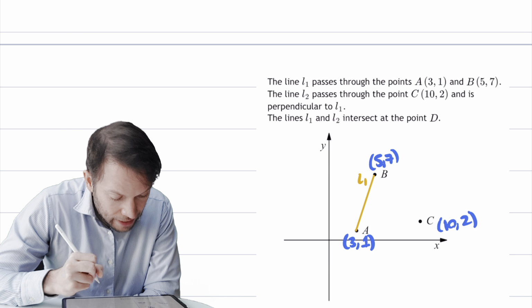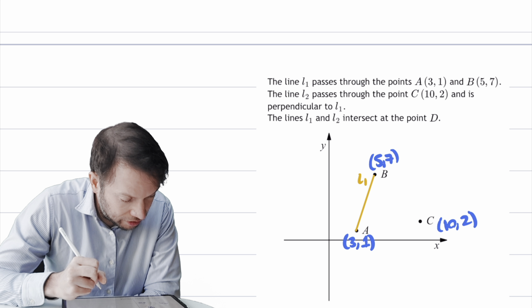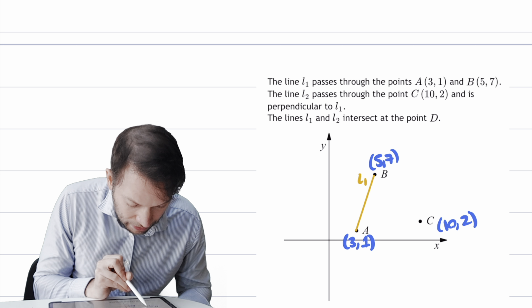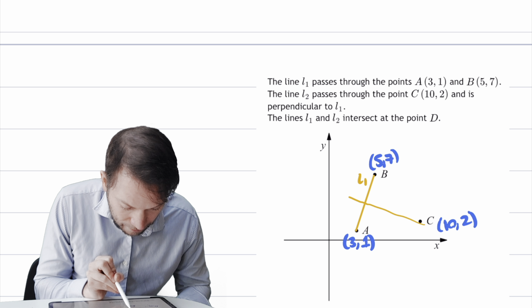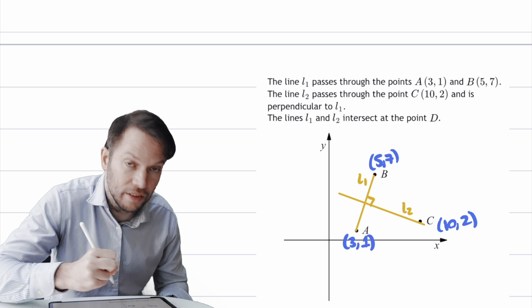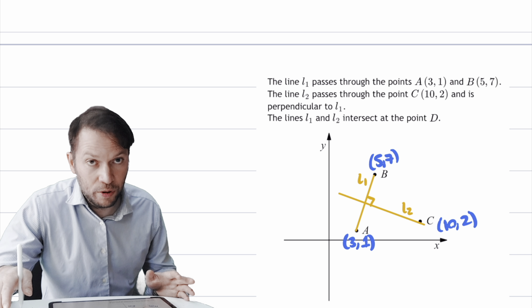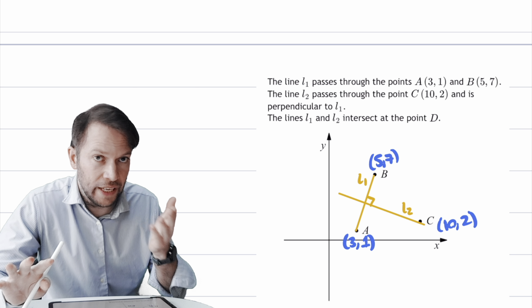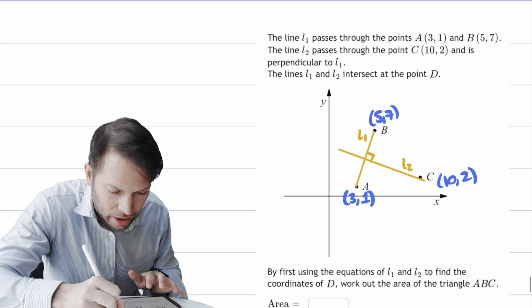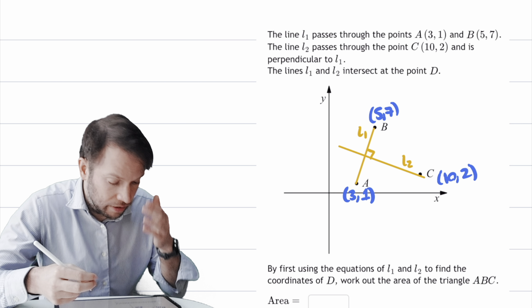And L2 passes through C and is perpendicular to L1. So L2 is going to basically pass through like this, isn't it? So that's a straight line. That's L2, and it's perpendicular to the other line. And then once we've got those equations, somehow we're going to be able to find the area of the triangle ABC. So let's do that first. I'm going to do this slightly quickly because we have done these kinds of skills before.